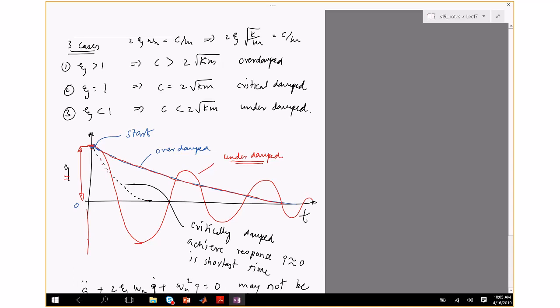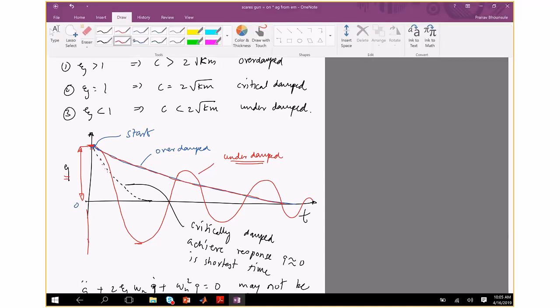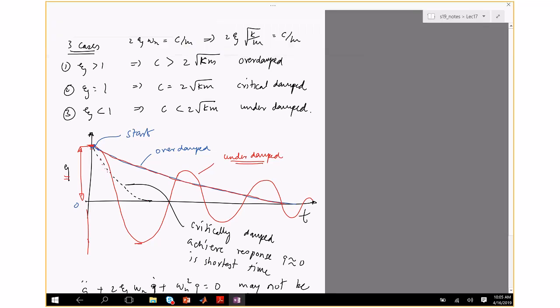And you, as a control engineer, you want to make the system be critically damped because it doesn't have overshoot. It takes the shortest time to damp out. So you are looking to make the system critically damped. That's what you're after.